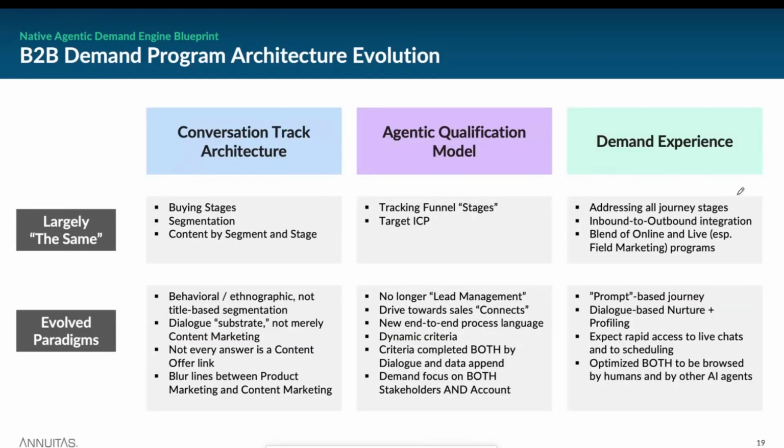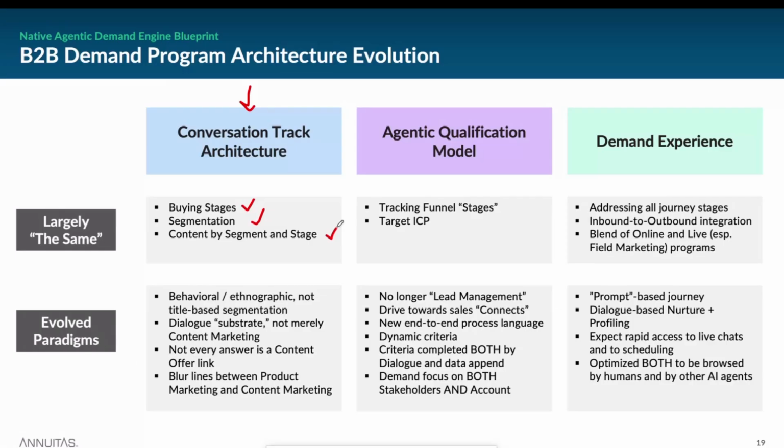Let's do a little bit of a comparison again back to what's the same, what's evolved when we talk about how we get to agentic demand. A couple of things here. Number one, from a Nudist standpoint, we've always talked about conversation track architecture. And so this idea of understanding your buying stages, having an approach to segmentation, having content segmented stage by stage, that hasn't changed as you're planning. And in fact, I want to stress that in an agentic world, your planning is so much more important because that's what we're going to be using to train your agent. So getting this right is really important.